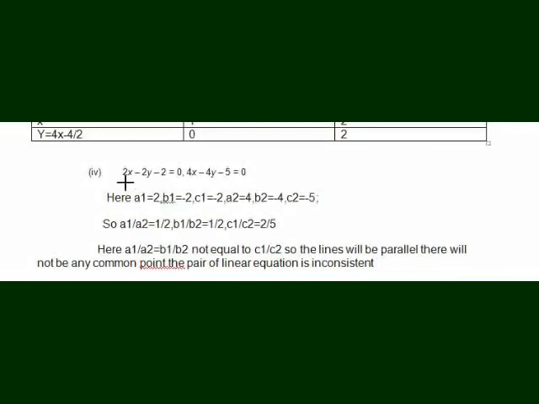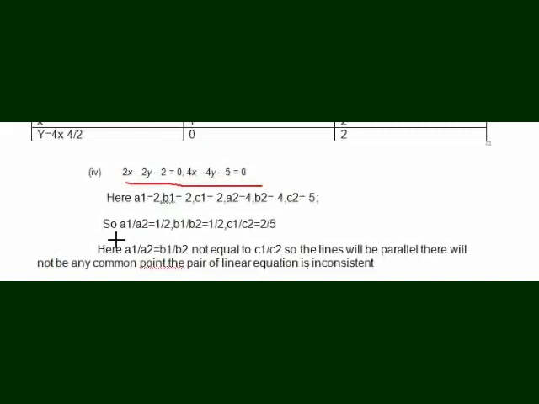So in this one, this is question number 4. This first equation will be compared with a1x plus b1y plus c1 is equal to 0. Then a1 will be 2, b1 will be minus 2, and c1 will be minus 2. And this equation is compared with a2x plus b2y plus c2 is equal to 0. Then a2 will be 4, b2 will be minus 4, and c2 will be minus 5.